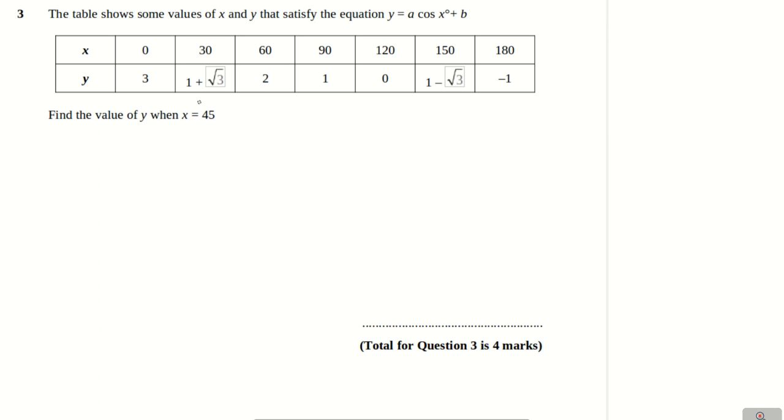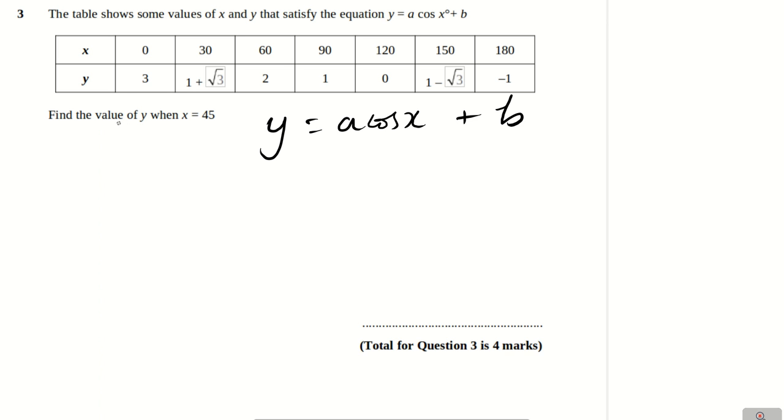Okay, we've got this equation linking x and y. So y equals a cos x plus b. And we've got to find what y is when x is 45. In other words, we've got to use the information they give us in the table to try and find out what these constants a and b are.